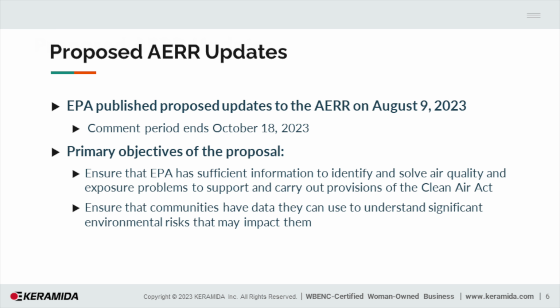EPA's objective for the proposal is to make sure they have enough information. Right now, they've got criteria air pollutants and precursors. What this rule is going to also require is mandatory reporting of HAPs. That's a big deal, especially for smaller businesses that maybe don't currently even track the HAPs, or hazardous air pollutants, but then they may get pulled into reporting.